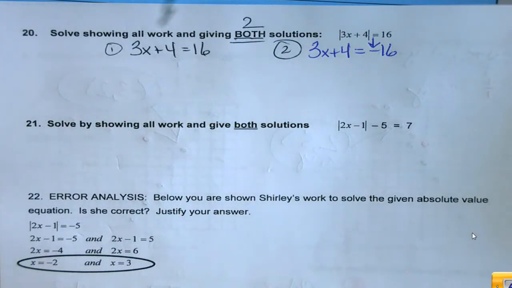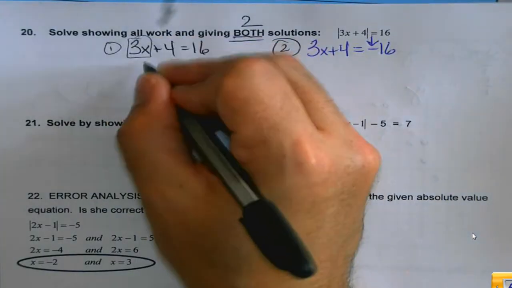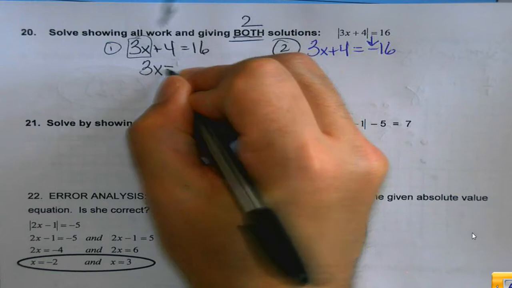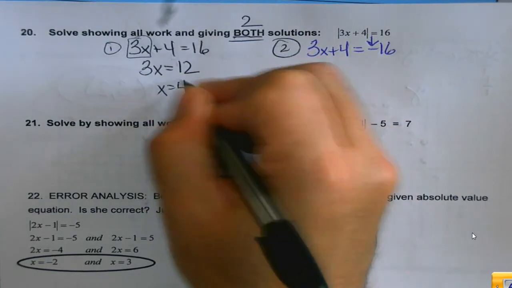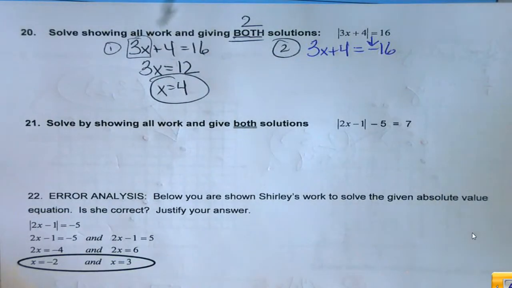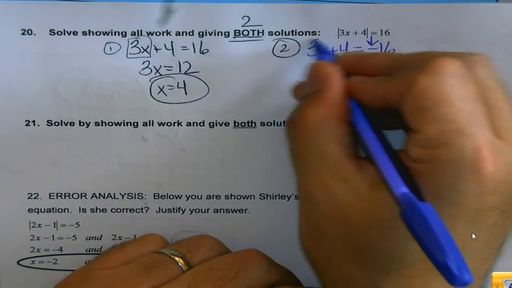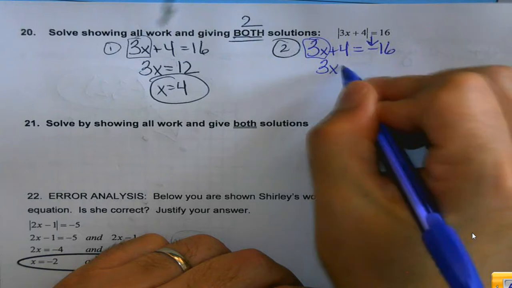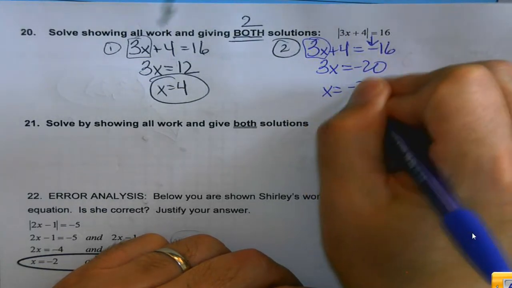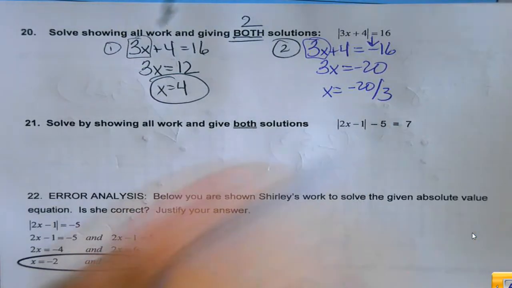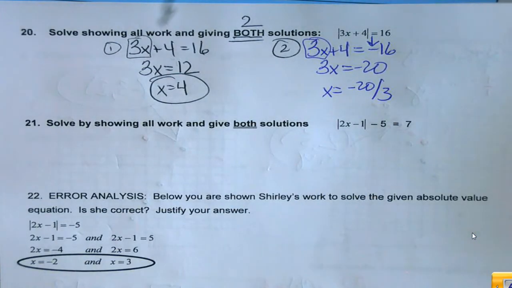Whole numbers are cool. Fractions are cool. Doesn't matter. Okay, minus my 4. Divide by 3. Minus my 4. Divide by 3. And again, if you put 6.7, negative 6.7, I won't scream too much. I'll just, a little bit.